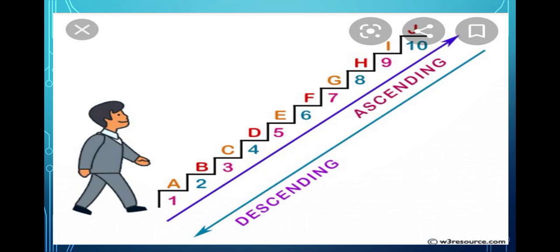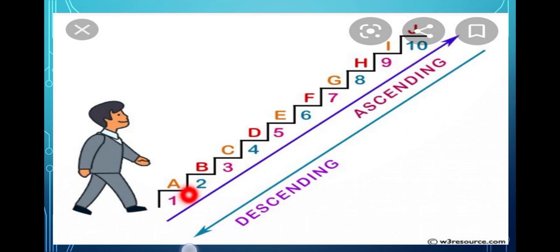Now we are going to learn about comparing numbers. Order of numbers means ascending order and descending order. Ascending order is also known as increasing order. That means ascending order means arranging the numbers from smaller to the bigger number.